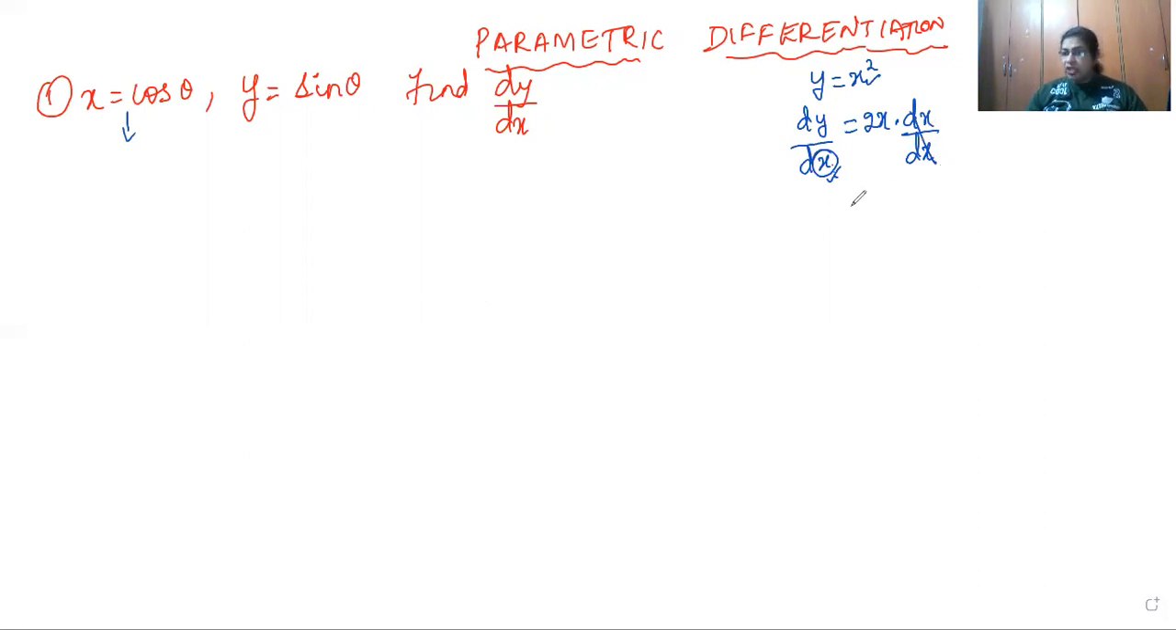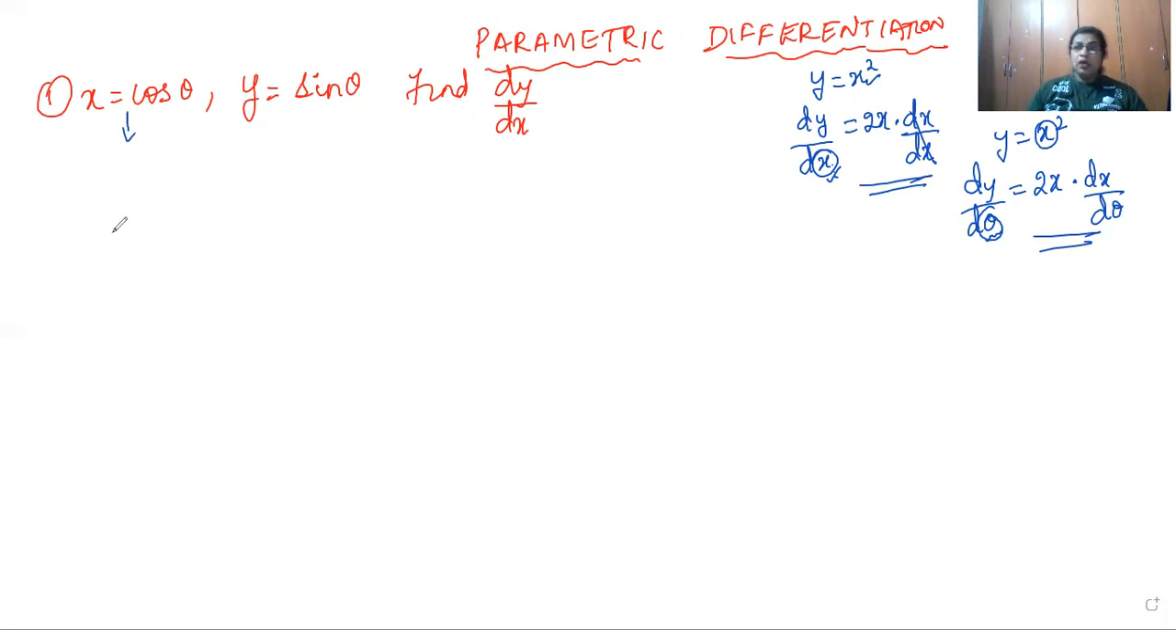But by chance, if you had y is equal to x square and the question was find dy by d theta, understand this carefully. Now in the denominator you are differentiating with respect to theta. So what is your answer? It is 2x into this variable x with respect to this parameter, so it is dx by d theta. Now it will not get cancelled. Try to get the difference between the two.